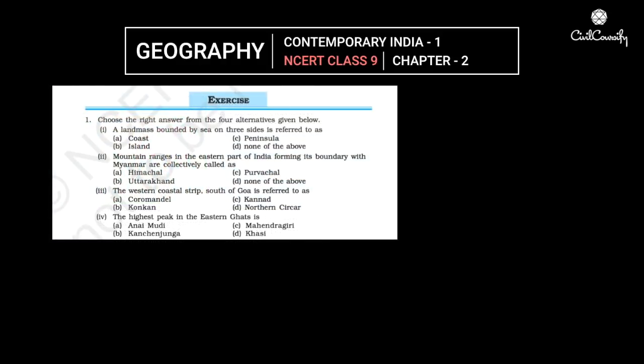Now let's look at some exercise, some questions that can really help us understand the concepts. The first one: a landmass bounded by sea on three sides is referred to as, the answer is peninsula. The second one: the mountain ranges in the eastern part of India forming its boundary with Myanmar are collectively called as, the answer is Purvanchal. The third question: the western coastal strip south of Goa is referred to as, the answer would be Kannad. The fourth one: the highest peak in the Eastern Ghats is Mahendragiri.